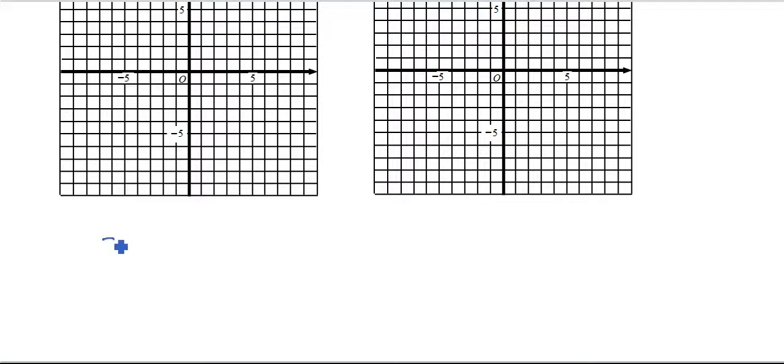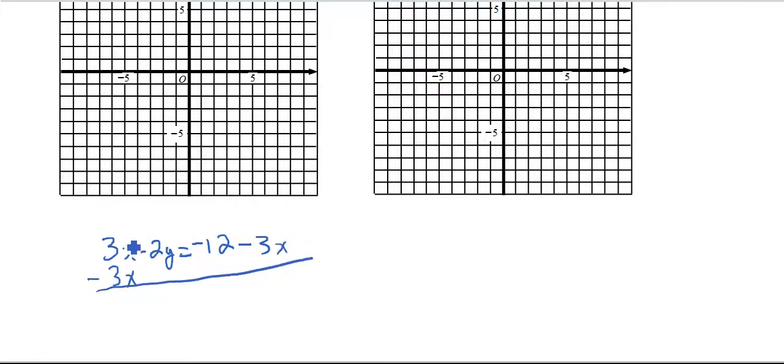So I'm going to do this one in blue. 3x minus 2y equals -12. So the first thing we need to do to isolate the y is move the variable with the x. Now we don't have a variable with an x over here, so we're going to do minus 3x, just like that. We cancel these out. Remember, bring down that negative sign.